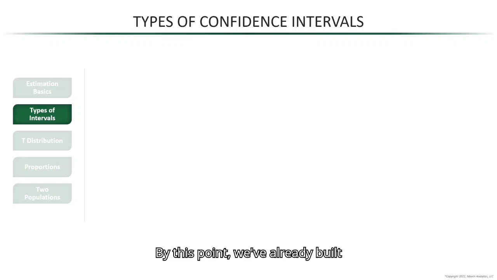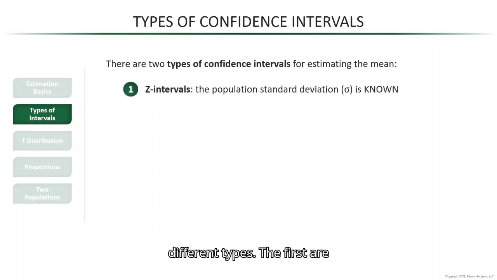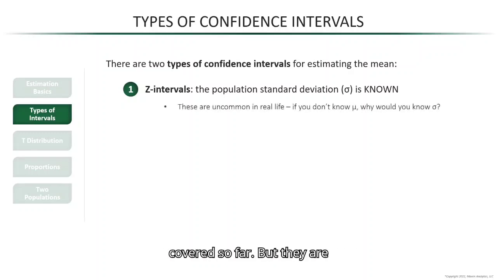By this point, we've already built confidence intervals for estimating the mean, but there are actually two different types. The first are z-intervals, in which the population standard deviation is known, and these are, of course, the types that we've covered so far, but they are uncommon in real life. I mean, if you don't know the population mean, then why would you know the population standard deviation, right?